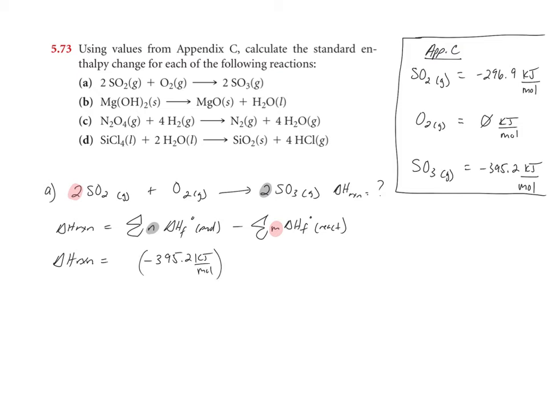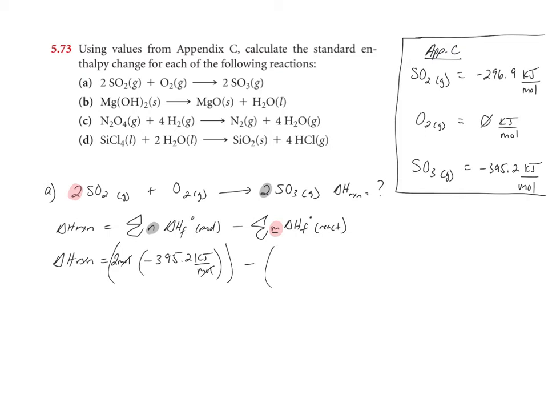Now, I'm going to multiply this by the coefficient in front of SO3, which is 2. Now, we know that coefficient means 2 moles. So if I put 2 moles there, moles cancel, leaving me with just the heat given off per 1 mole of, or in this case, per 2 moles of the SO3. That's your product side.